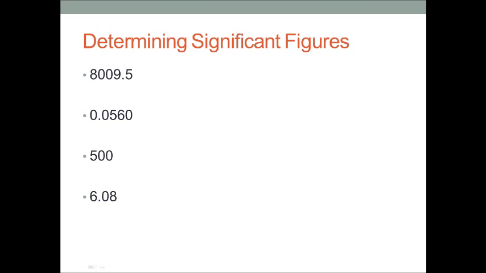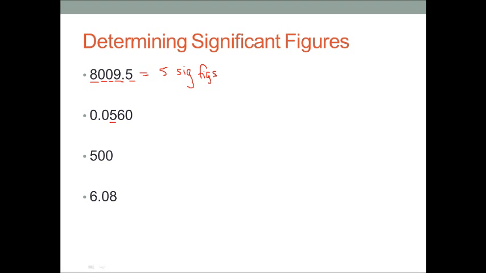First here, 8,009.5. 8, 9, and 5 are all significant according to Rule 1. The 2 zeros here in between 8 and 9 are also significant according to Rule 2. So this number has 5 sig figs. Now I'm going to continue working these examples, but you may choose to pause the video and work them on your own first, and then come back to the video and see how you did.